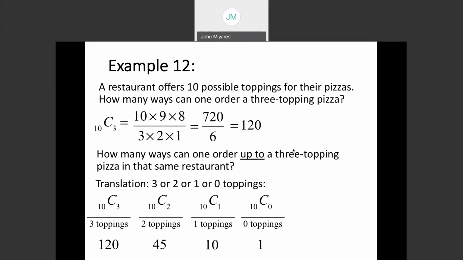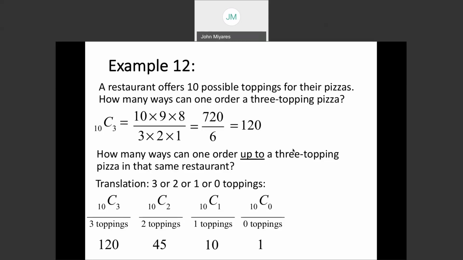Similarly, for the one topping pizza, you have 10 possible toppings and you're only choosing one. So you're basically just saying, I can have one of these 10 pizzas. For the two topping pizzas, you have 10 times 9 for the two slots in the numerator, divided by 2 times 1, which is 2. 90 divided by 2 gives you 45.